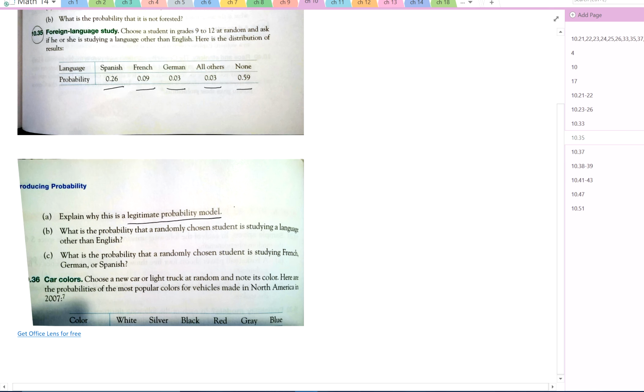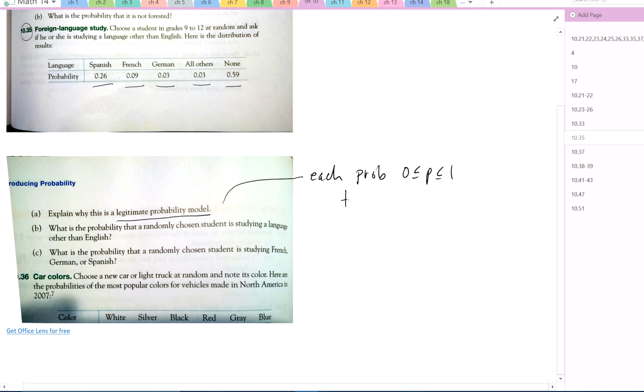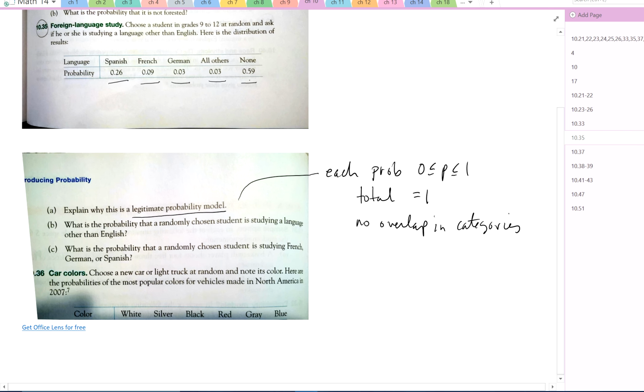Well, to be a legitimate probability model, each probability has to be between 0 and 1, and the total has to be equal to 1, right? And we can't have any overlap in the categories. Which we don't. And do these all add up? They're all between 0 and 1, and do they add up to 1? 26 plus 9 is 35, plus 6 is 41, plus 59 is in fact 100. So all of these are met, right?